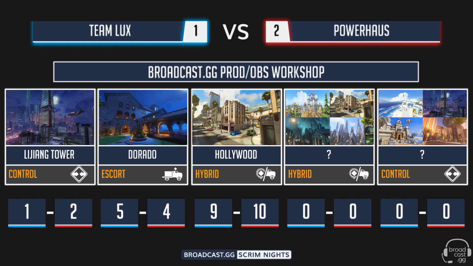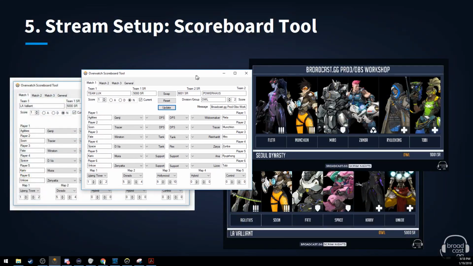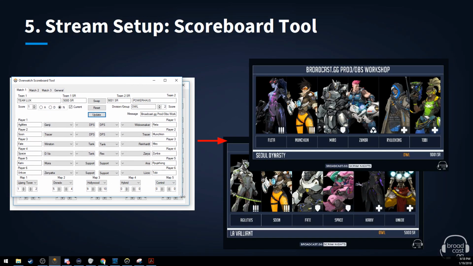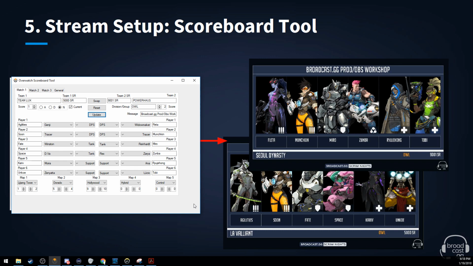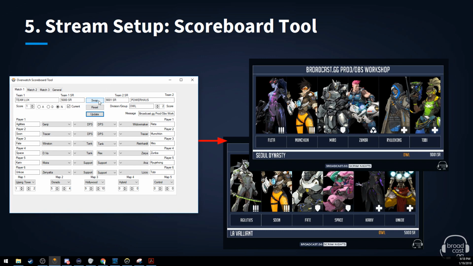And one of the cool things is that I'm going to go back to the slide deck so you guys can see the Scoreboard tool. I'm just going to cover up the last one so it doesn't get too confusing. One of the great things is another button here called swap. If I click that, it'll swap the team names, SR, the score, and then the map and the map score, but not the players themselves. So just keep that in mind.